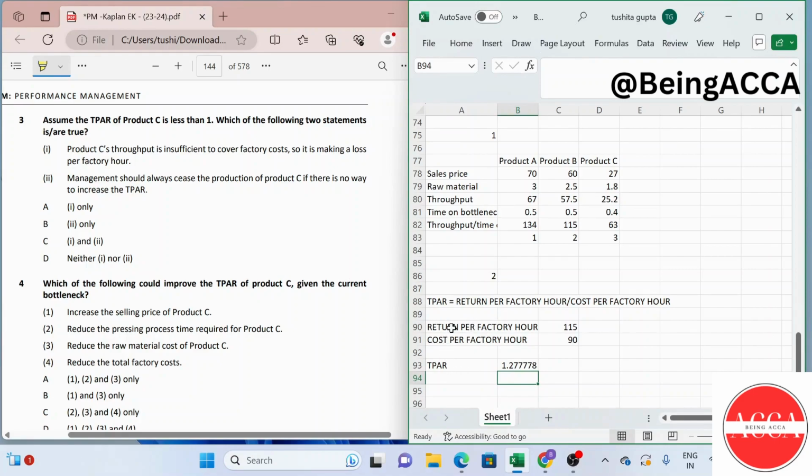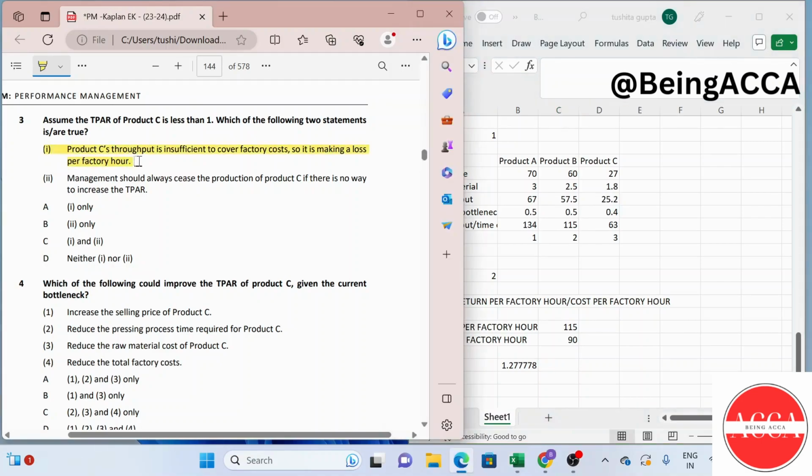The TPAR formula takes return in the numerator and cost in the denominator. So this means right over here our cost is 90 and we are earning 115. If this ratio is greater than 1, this means we are making a profit. Now it is mentioned that TPAR of product C is less than 1. This means that the costs are in fact more than your return. So this statement is true.